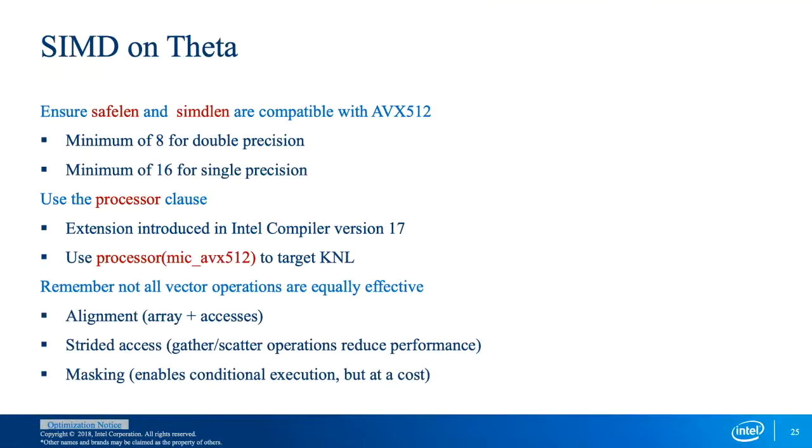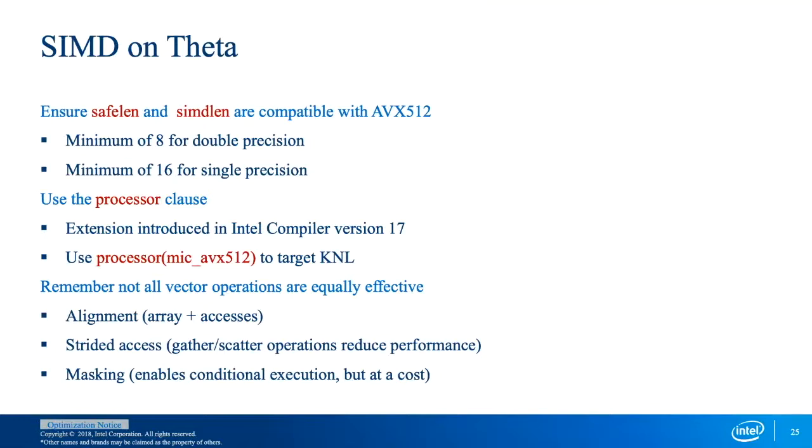Now, SIMD on Theta is not particularly complicated. As much as possible, you should ensure that both safelen and simdlen are compatible with the AVX512 that you have on Knights Landing. So a minimum of 8 for double precision and 16 for single precision. Something that is specific to the Intel compiler is the processor clause. You can use the processor clause to add a little bit of additional information to OpenMP on the specific hardware being used and the specific ISAs supported. So you can use this processor(mic_avx512) to target KNL. This would just be a clause that you append to whatever you're doing.